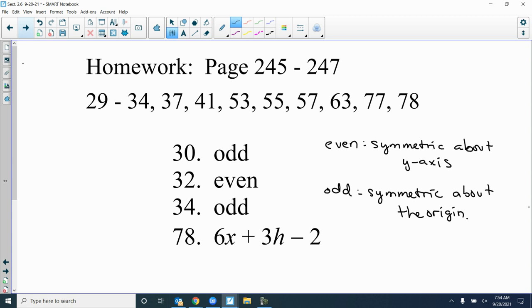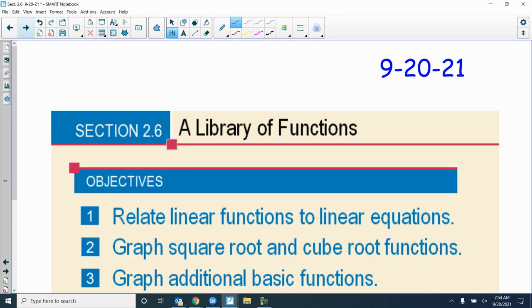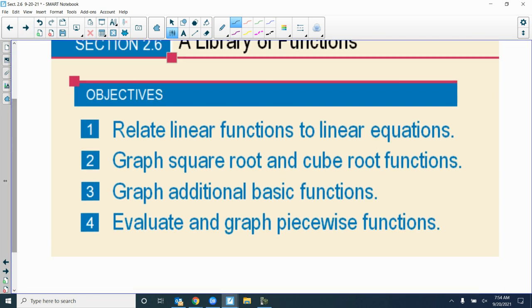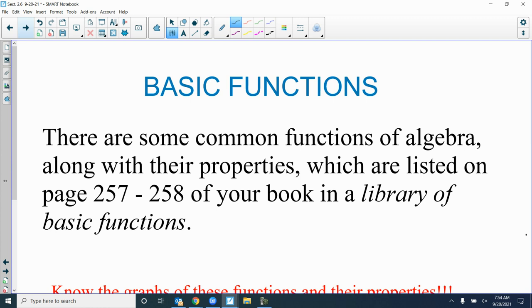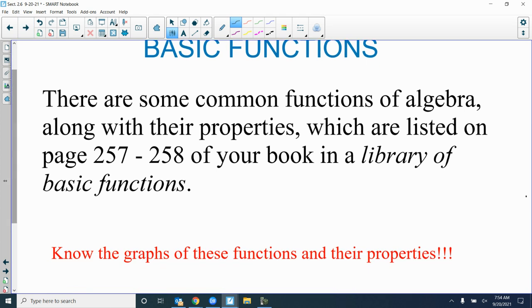I passed out that first sheet, this section, and actually, I'm going to give you some guided notes in a minute, but that section gives you what they call the library of basic functions. These are all functions that you should be familiar with, or at least in some form. A couple at the bottom you're not as familiar with. So here's what I want you to do. You take about 5 to 8 minutes. There are some common functions of algebra along with their properties, which are listed on pages 257 and 258. Go ahead and open your books, 257, 258.